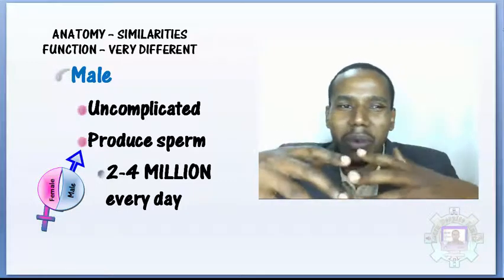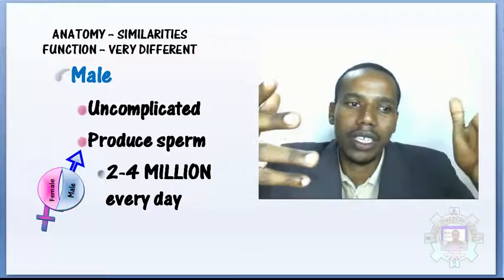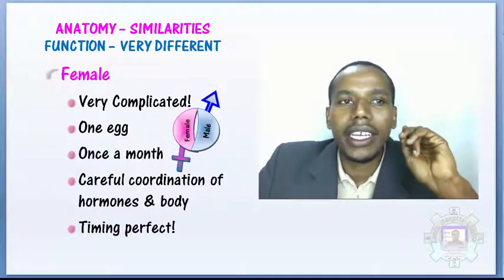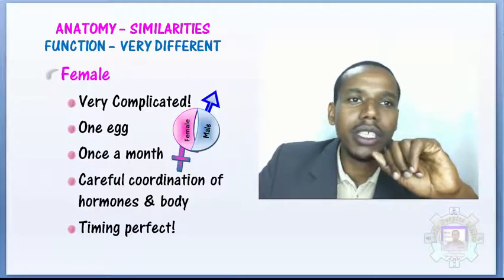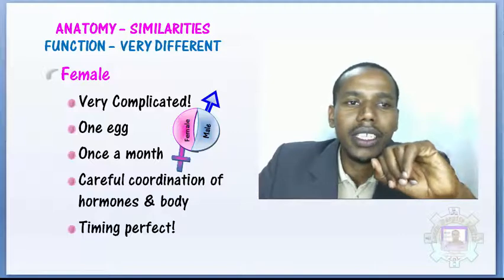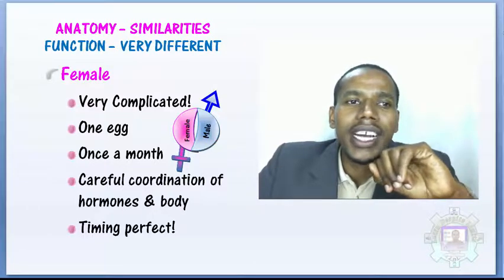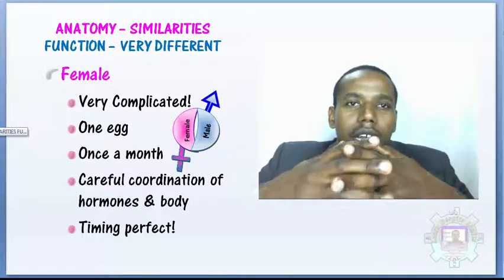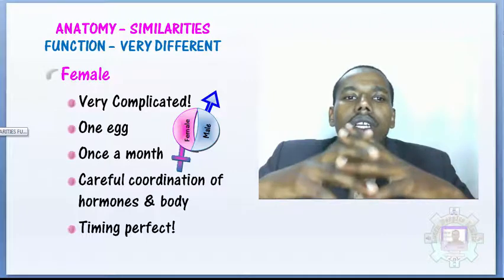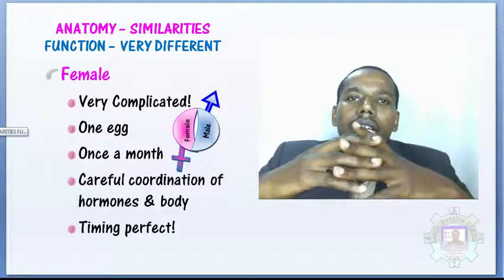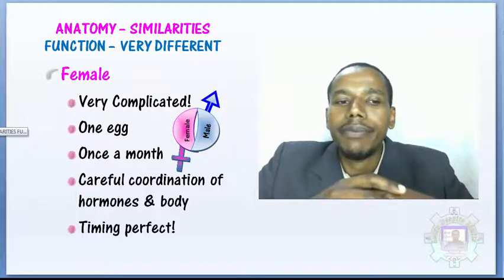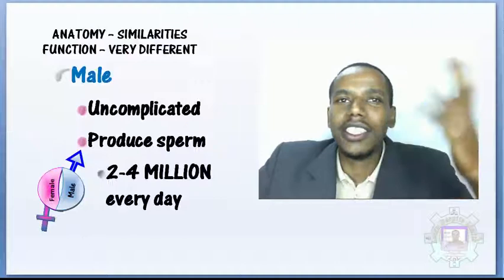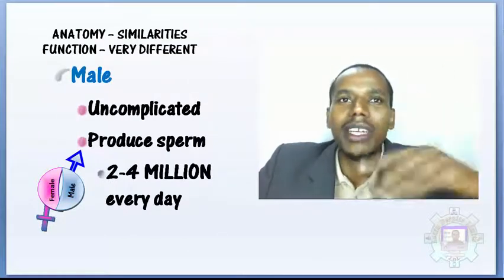A man usually can produce at least 2 to 4 million sperm every day. But in the case of anatomy and similarities, with the function, it's different. With females, that's very complicated. There's one egg every month, and there's careful coordination of hormones, and the body is usually prepared for that, and the timing must be perfect. With men, there's no timing. Anytime a man can be a father.